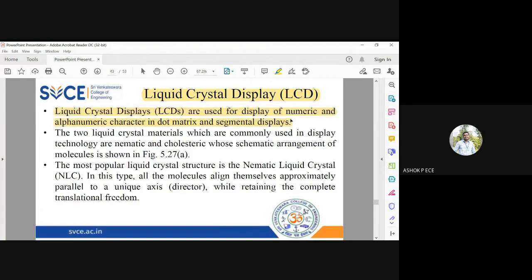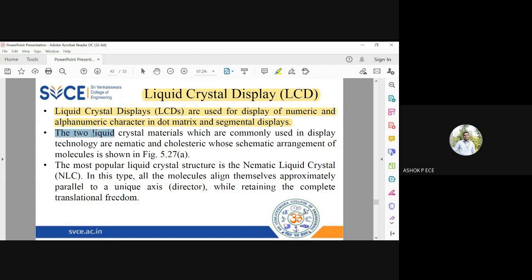You can have a 7-segment display type LCD, or you can have a dot matrix type LCD. As we have seen, the same types of 7-segment and dot matrix structures were there for LED. The same can be incorporated for LCDs also. But LCDs don't work on the basis of junction diodes or recombination, nothing like that. They use liquid crystals inside them.